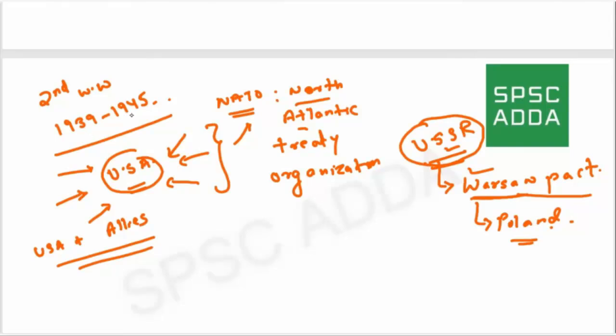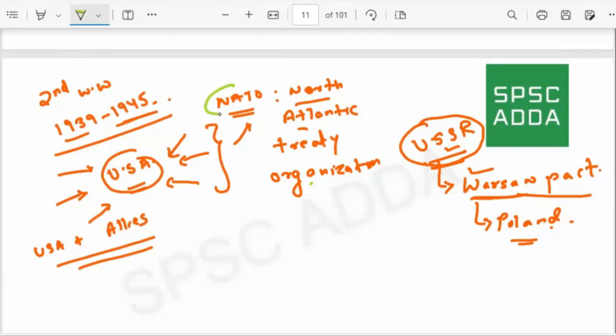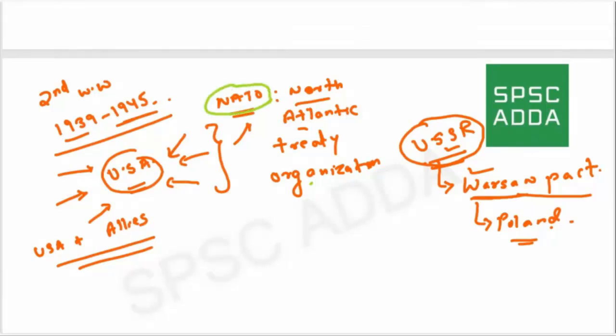Now, this happened between 1939 and 1945. You had the World War. After the World War, the USA and its friends formed NATO, the North Atlantic Treaty Organization. Counter to that, the USSR formed the Warsaw Pact. This is not relevant to your polity syllabus. This has relevance to your international relations syllabus.